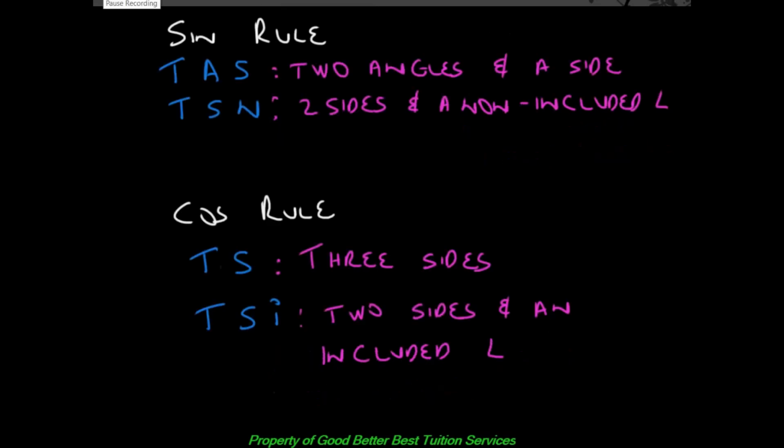Now, when do we use the sine rule and when do we use the cos rule? We use the sine rule when there are two angles and a side, and when we have two sides and a non-included angle. We use the cos rule when there are three sides or when there are two sides and an included angle.